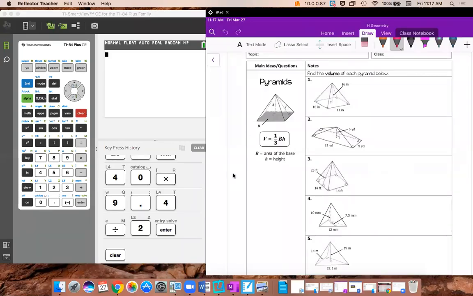We're going to talk about now how to find the volume of pyramids. So the volume is just the space on the inside. So how do you calculate how much space is on the inside of a pyramid? And so they do give us a formula. So we're going to just start by walking through what that looks like.